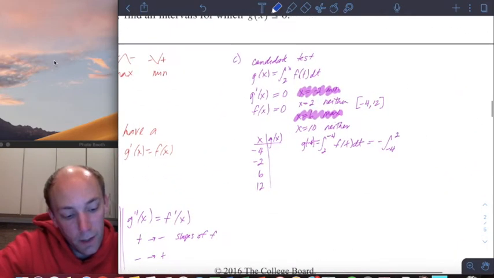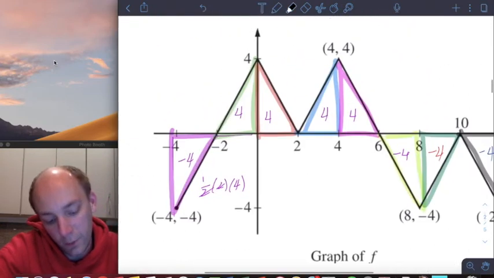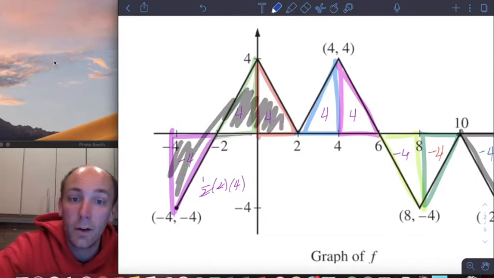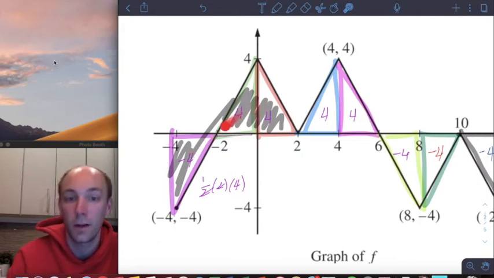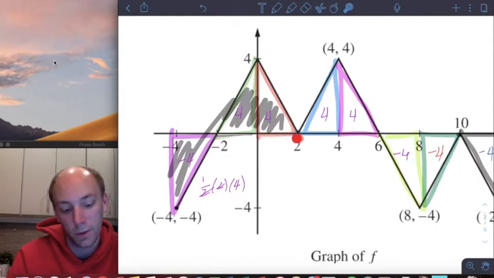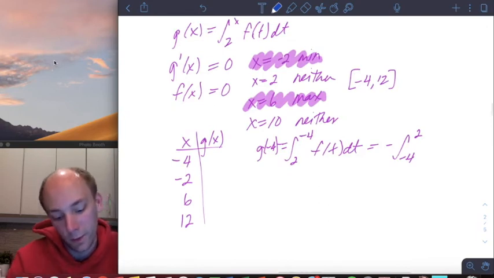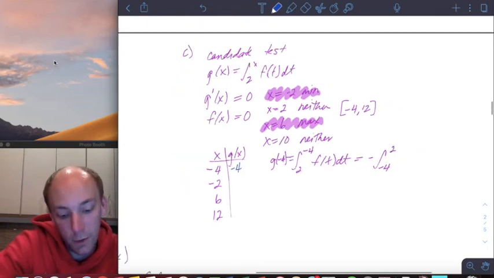So the integral from negative 4 to positive 2. Okay, so the negative area would cancel with some of the positive area, right, from negative 4 to 0. So from negative 4 all the way to 0, that would cancel out with each other, right? It's above and it's below. So the only area that really matters here is from 0 to 2, which is 4. But because I have that negative sign out in front, this is going to be negative 4. Okay? Now for negative 2.